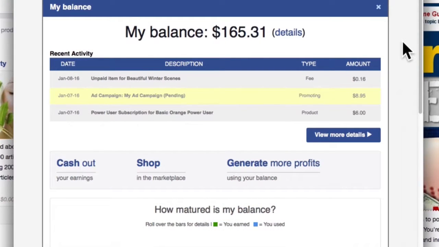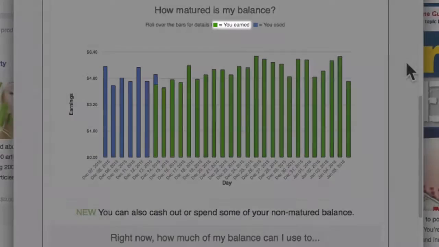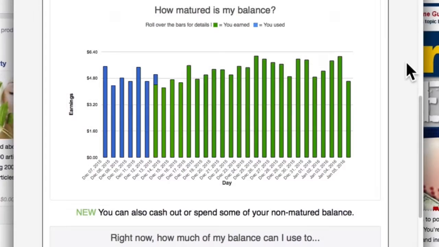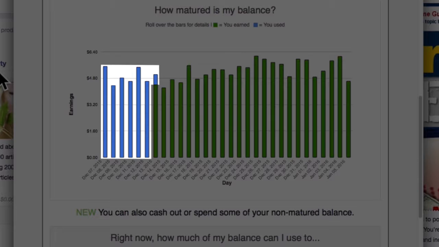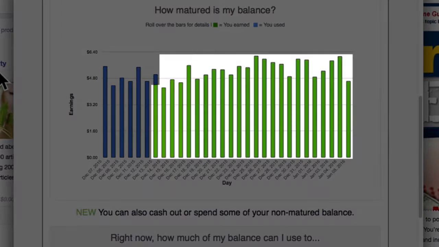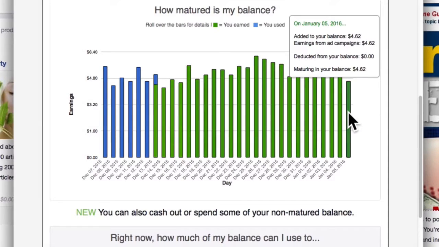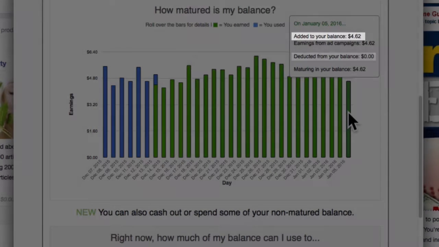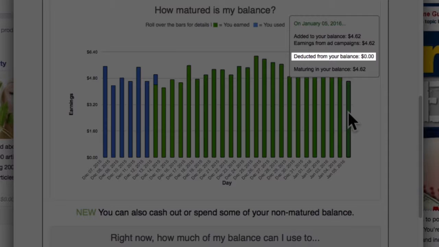By clicking your balance, you can see a graph that displays all your earnings, showing how you earned them and how you may have spent some of them. The height of each bar shows how much you earned on any specific day. If the bar is blue, it means you've already spent those earnings, and if the bar is green, it means you have not spent those earnings. Just click or roll over on any date, and you can see how you earned and how you may have spent the earnings generated on that date.